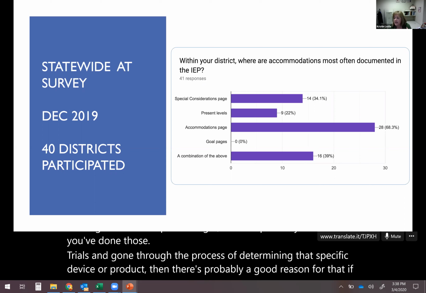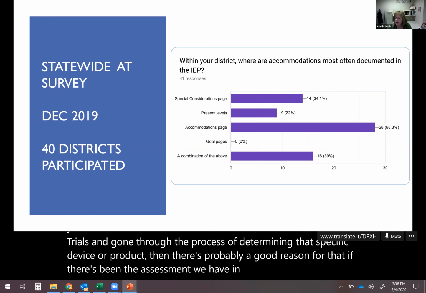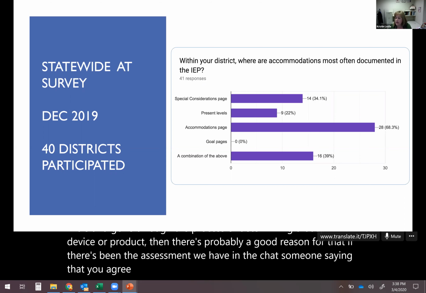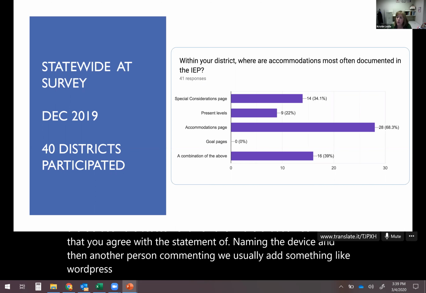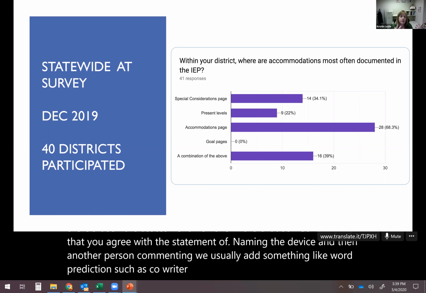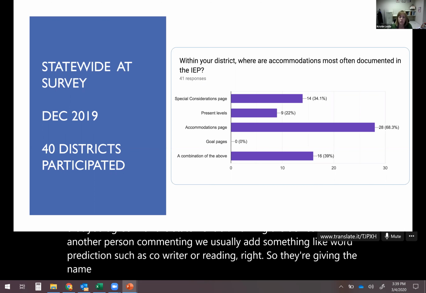We have in the chat someone saying they agree with the statement of naming the device. And then another person commenting, we usually add something like word prediction, such as Co:Writer or Read&Write. So they're giving the name of the type of assistive technology with some suggestions.